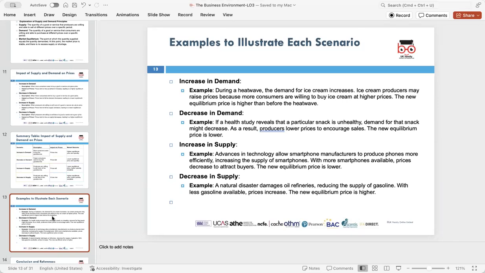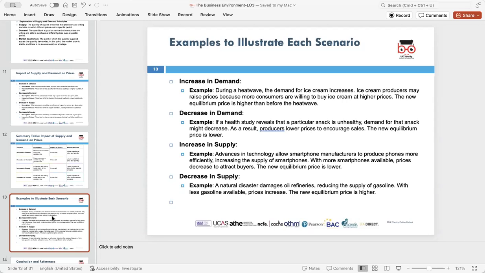Decrease in supply. A natural disaster damages oil refineries, reducing the supply of gasoline. So the impact: when less gasoline is available, prices increase. So the new equilibrium price is higher.